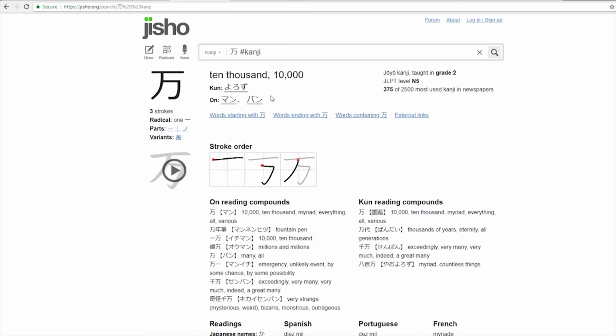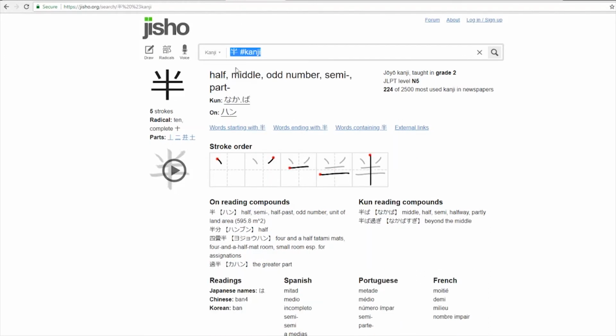And the kunyomi is going to be yorozu. And the onyomi is going to be man. Yeah, man. That makes sense. Man, 10,000.